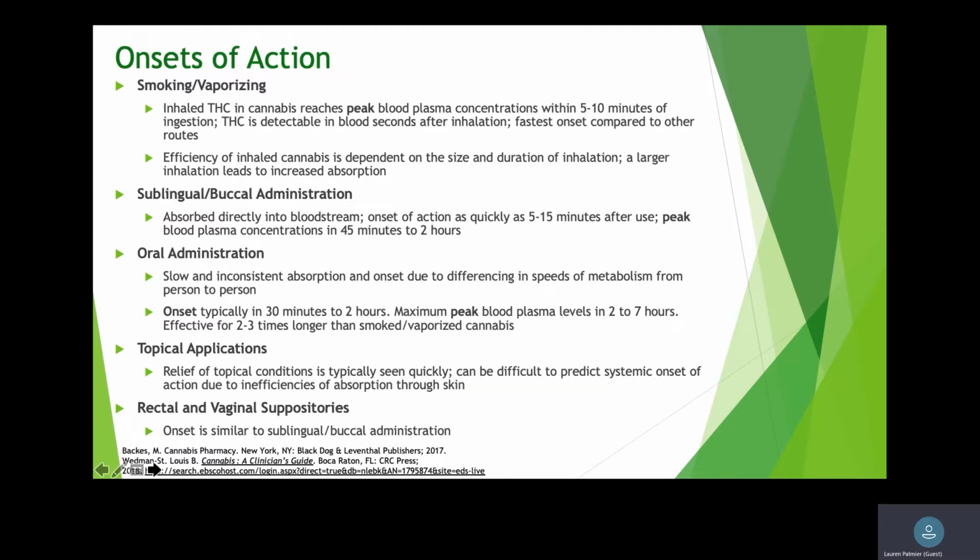So talking a little bit about onsets of action. For smoking and vaporizing, inhaled THC in cannabis reaches peak blood plasma concentrations within 5 to 10 minutes of ingestion. THC is detectable in blood seconds after inhalation, and this is going to be our fastest onset compared to other routes. And the efficacy and efficiency of inhaled cannabis is really dependent on the size and duration of inhalation. So important to counsel patients about their inhalations. Are they inhaling deep and holding for a long time, or is it a quick inhalation and a quick release? This is all going to impact the dose that they are receiving.